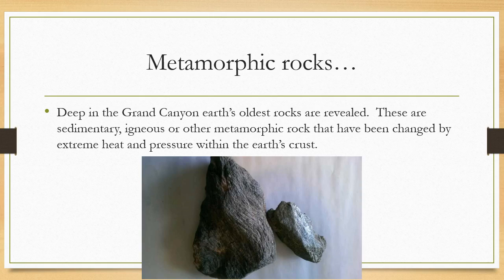Some of the oldest rocks in the world are found in the Grand Canyon. Because these rocks were buried in the crust, pressure and heat have changed the structure of the rock. Minerals within the rocks are compressed and bent. Some examples of metamorphic rock are slate, gneiss, marble, pyrite, quartzite, and schist.